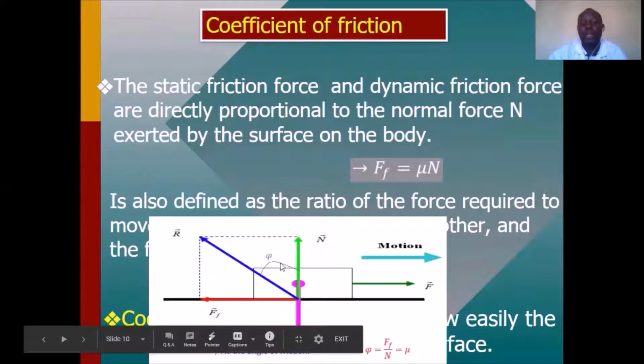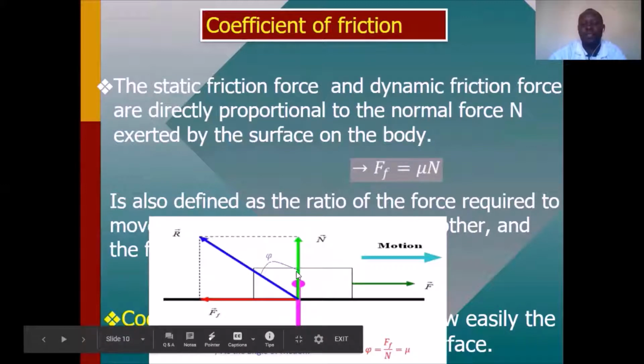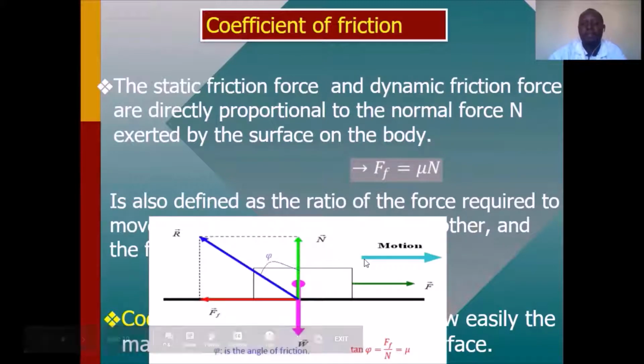So how are we going to get it? We are going to find the tangent of this angle. The tangent of this angle is equal to the opposite side divided by the adjacent side of it, by definition. So the opposite side of this angle is the friction force. And the adjacent side of this angle is the normal force. Thus, the tangent of the angle of friction is equal to the friction force divided by the normal force, which is equal to the coefficient of friction mu.